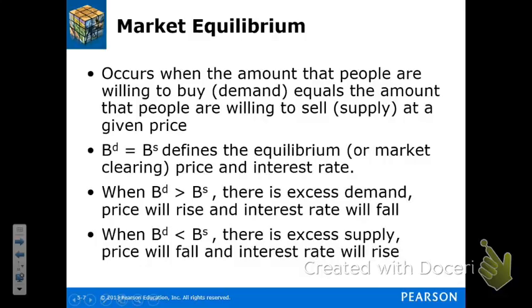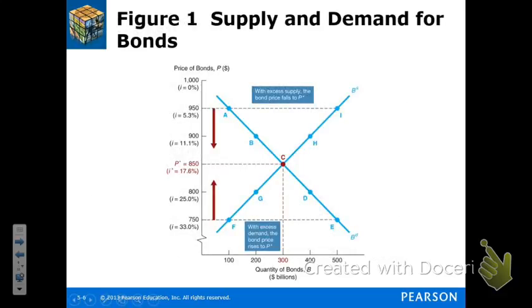So if we rewrite some of the terminology, and these are going to be important today, imagine that BD is the demand for bonds and BS is the supply of bonds. The equilibrium will be where they are equal. We can also understand the situation where BD is greater than BS.